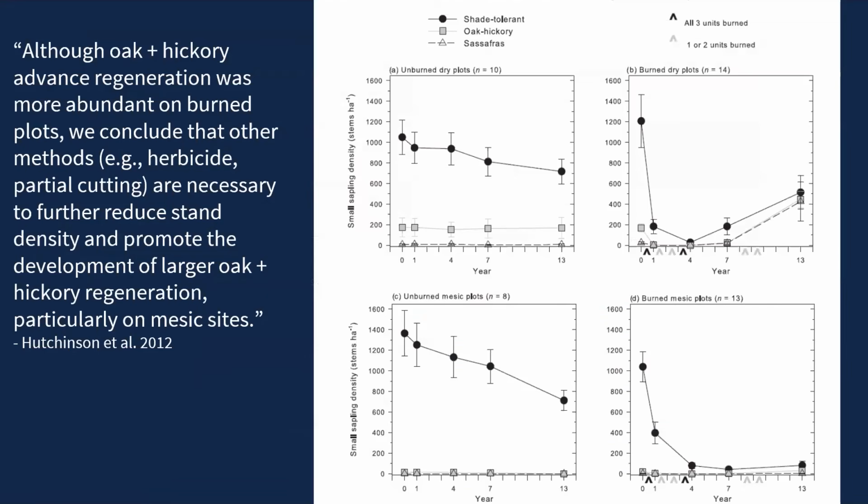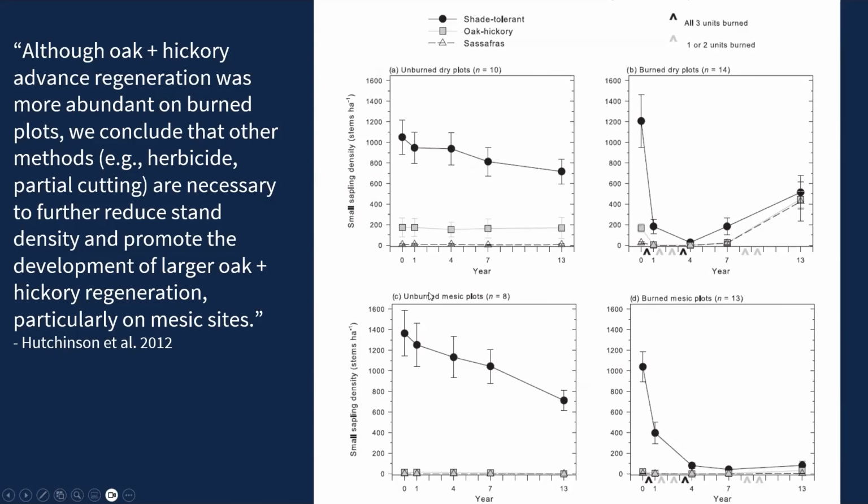And the same thing, it really depends on the site conditions as well. So we find in dry plots, this is pretty interesting. This is a study that looked at repeated burns, 3 or 4 burns over a 13-year period. You can see on the left here, these are an unburned dry plot. So the top left, you can see unburned, the oaks are present, but they don't really move at all. They kind of stay at a low number.